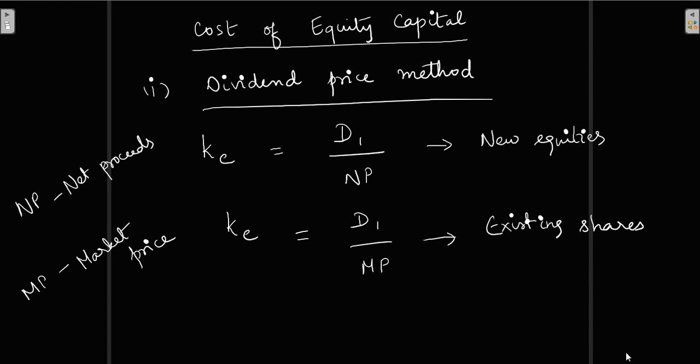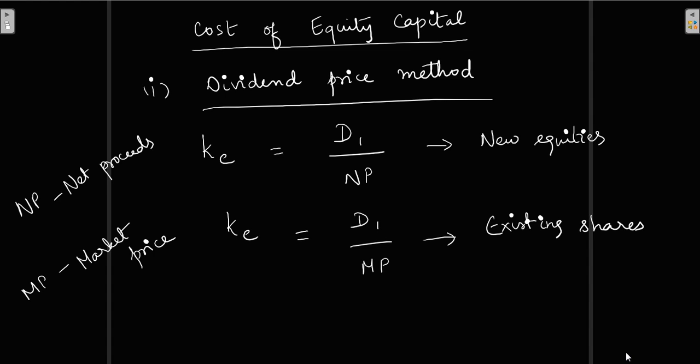One, dividends expected by the shareholders. Two, the book value of the firm. And three, the growth in the value of the firm. So, the cost of equity capital is nothing but the required rate of return at which the present value of the expected dividend is equal to the market value of the equity share.